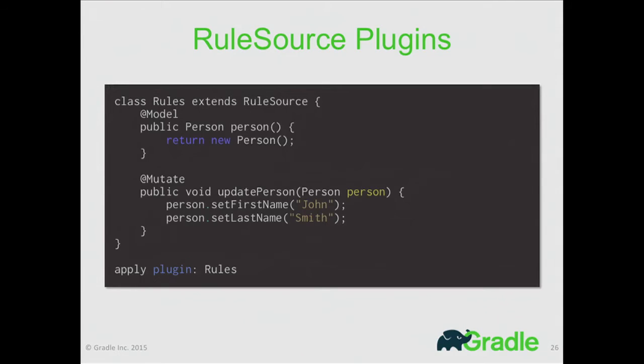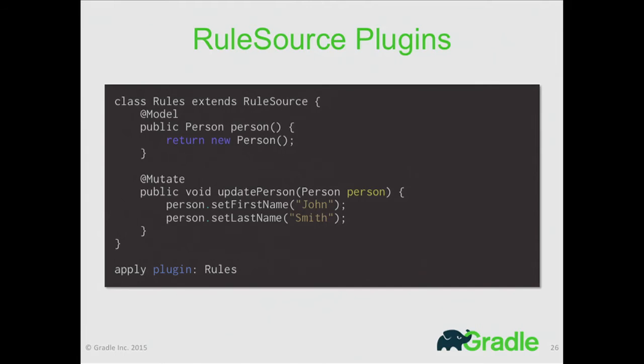It's just some class. In this case, we're calling it Rules. It extends from RuleSource, and in this case, we define two rules. We define a rule that is a creation rule, creating a new model element called person of type Person, and then we define a mutation rule called updatePerson, which basically populates that model element with some values. And I'm going to apply plugin Rules.